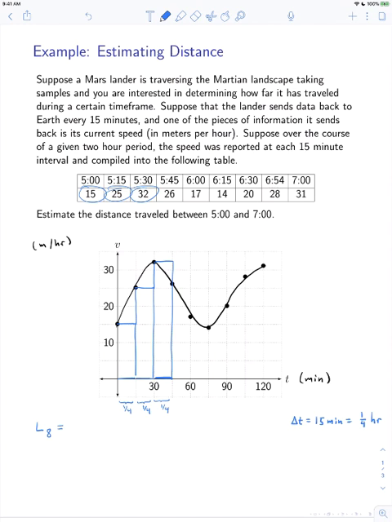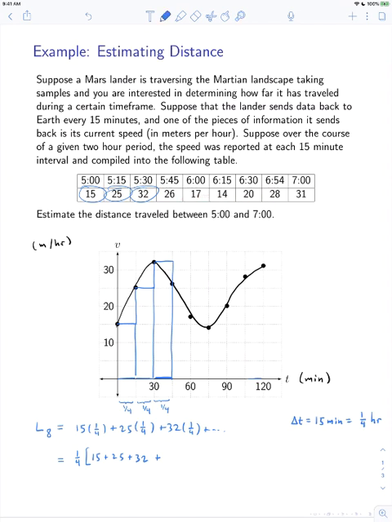So we can simply write these down. It's going to be 15 times 1/4 plus 25 times 1/4 plus 32 times 1/4 and so on. Now we can actually take out the 1/4 and that might make things a little bit easier. So let's factor that out. So it's going to be 1/4 times 15 plus 25 plus 32 plus, and I just simply keep going along this table until I get to the last interval.